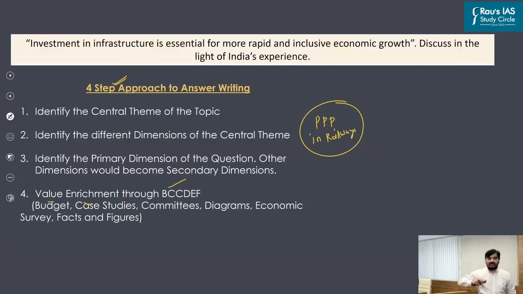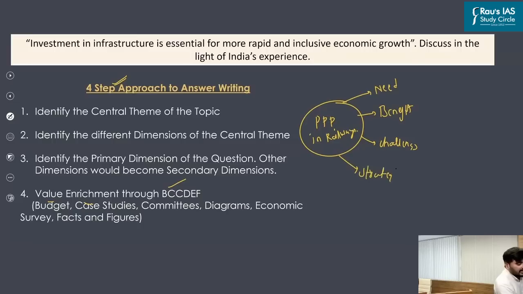Already in current affairs classes, you have got to know the different dimensions of PPP in railways, right? For example, we have already discussed the need for PPP in railways. We have discussed the benefits of PPP in railways. We have discussed the challenges part. And we have also discussed how to address these challenges. In particular, I hope you are able to recall, we have discussed the recommendations of the Vivek Debroy Committee on Railway Modernization.